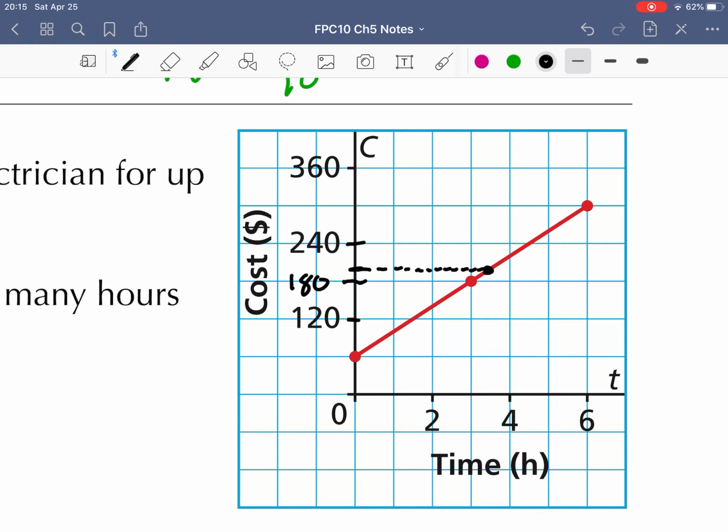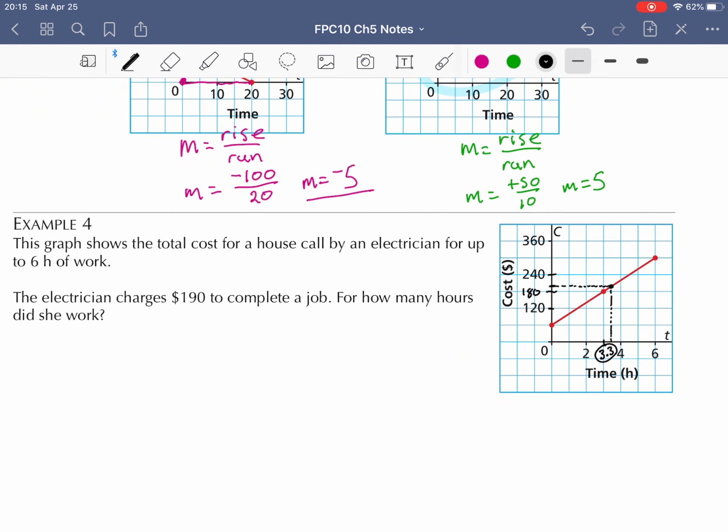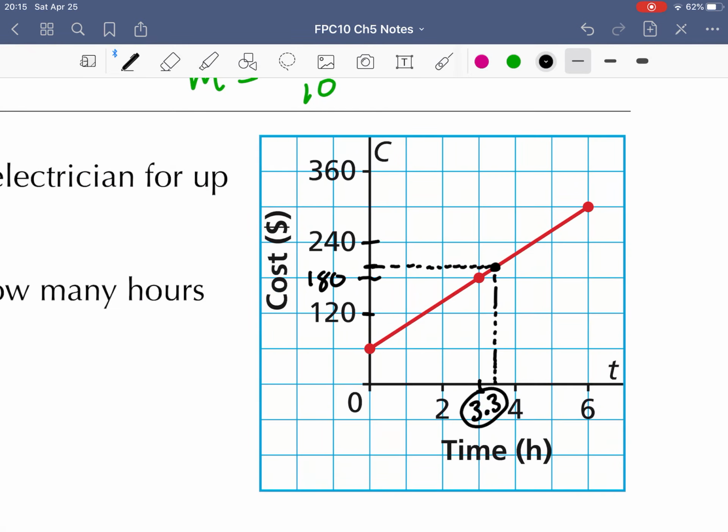And if we follow the graph over, we get about here. So this is just more than 3 point something. Say 3.3 hours. Doesn't look like quite 3.5, but it's about 3.3 hours. So our estimate based on the graph is 3.3. But we want a more exact answer given a formula. So to do that, we're going to have to figure out the formula.